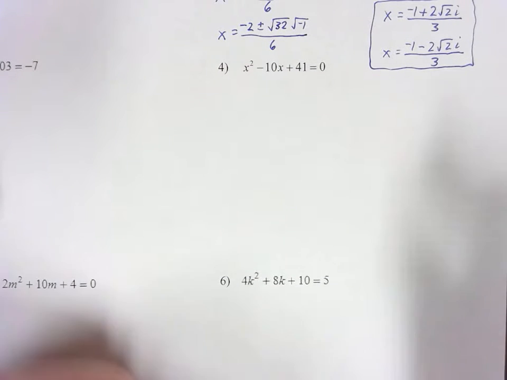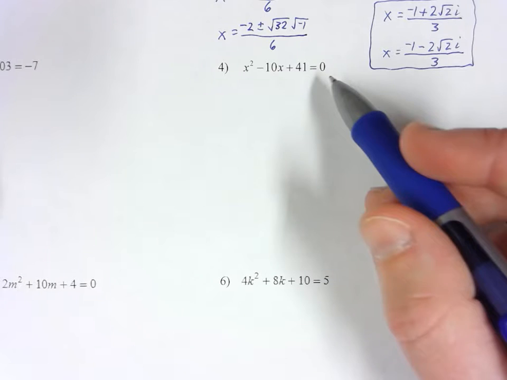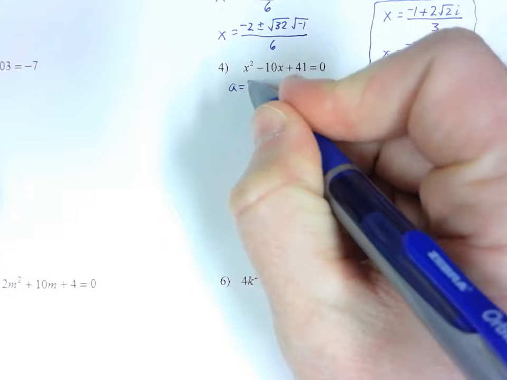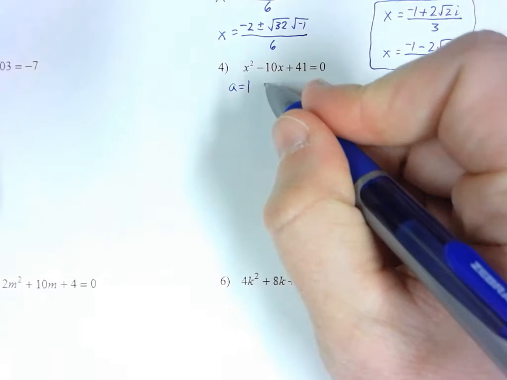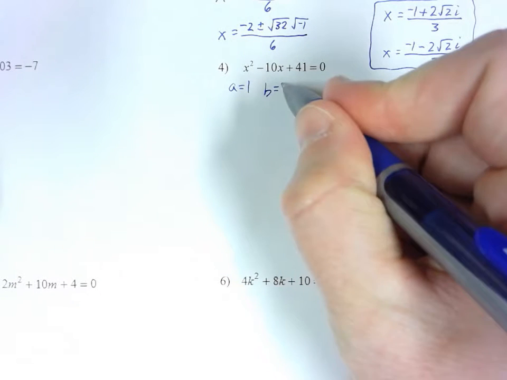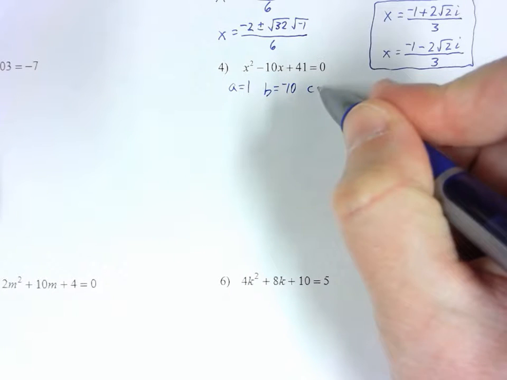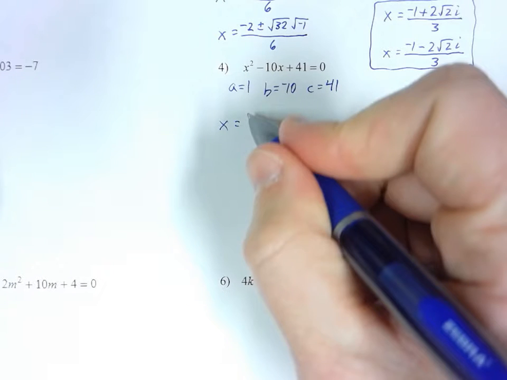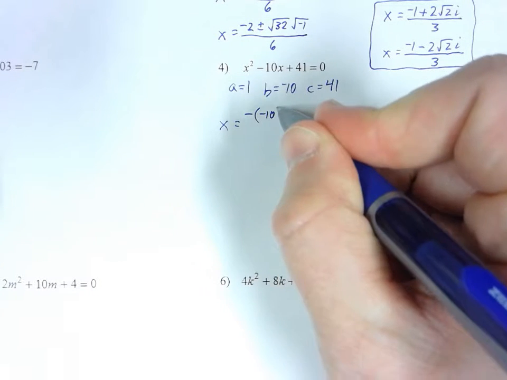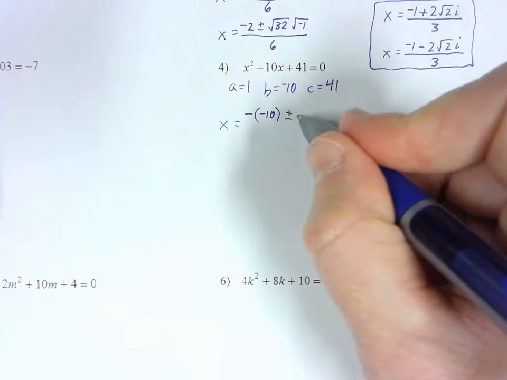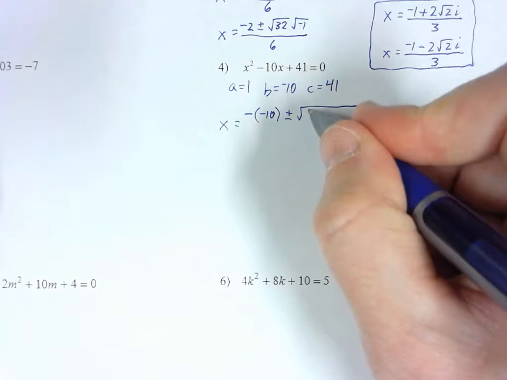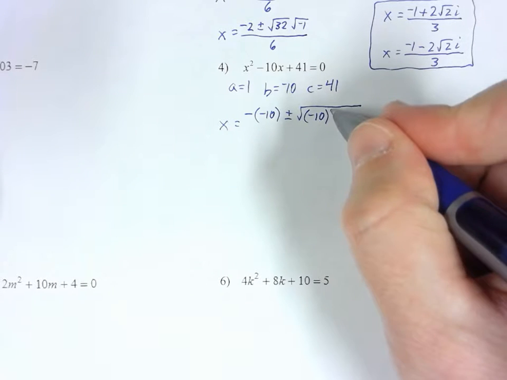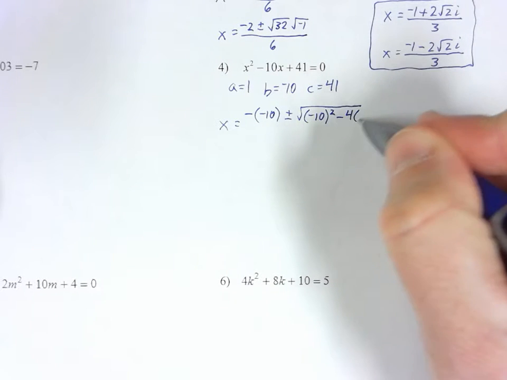Is it set equal to 0? Yes, it is. So the number in front of x squared is my a value, which is 1. B is the number in front of x, which is negative 10. C is the constant, which is 41. So x equals the opposite of the b value, the opposite of negative 10, plus or minus the square root of b, and make sure that we put the negative number in parentheses, negative 10 squared minus 4 times 1 times 41.